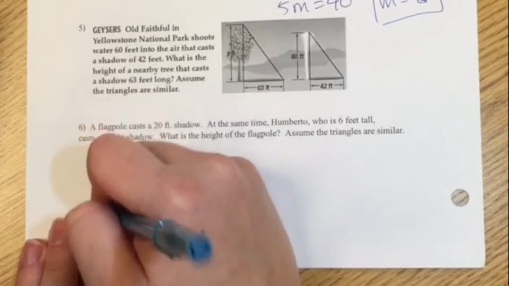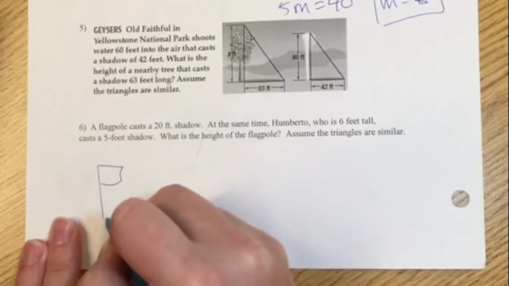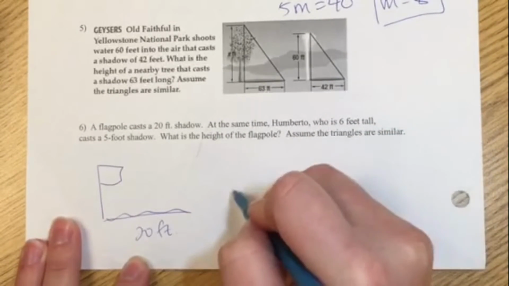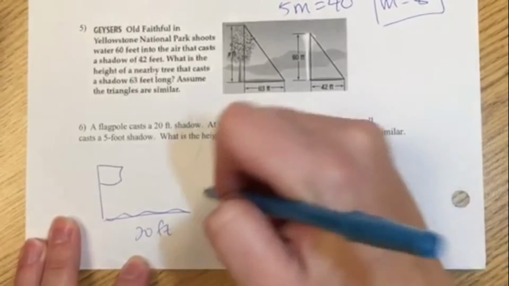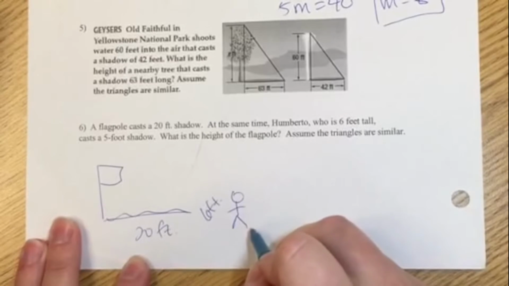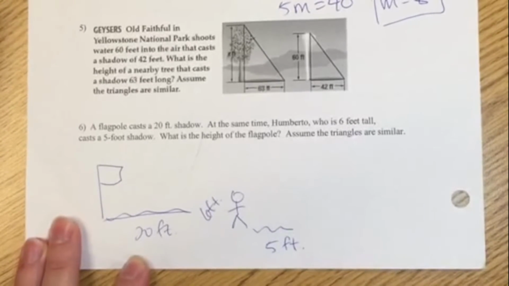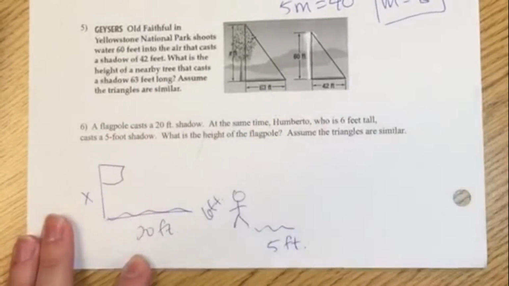So there is a flagpole that casts a 20-foot shadow. Shadows are on the ground. At the same time, Umberto, he's 6 feet tall. Okay, he is casting a 5-foot shadow. There's his shadow, 5 feet. We want to know the height of the flagpole. Let's put an X there.